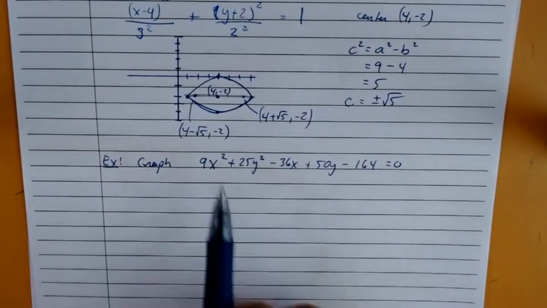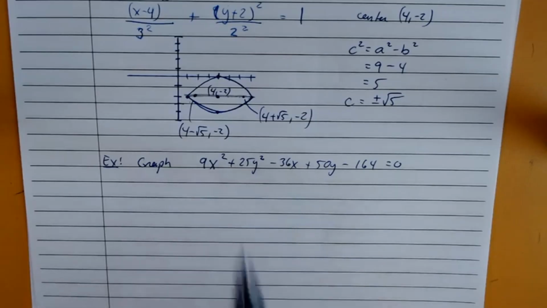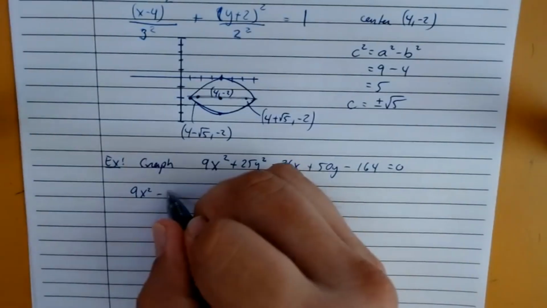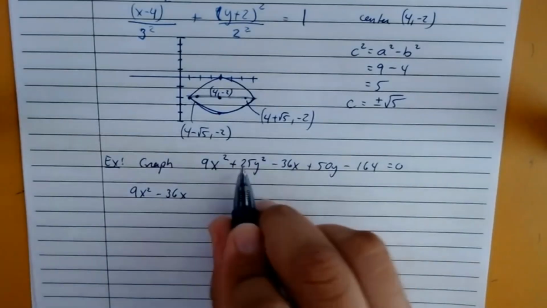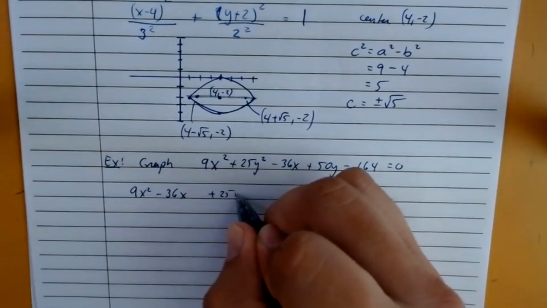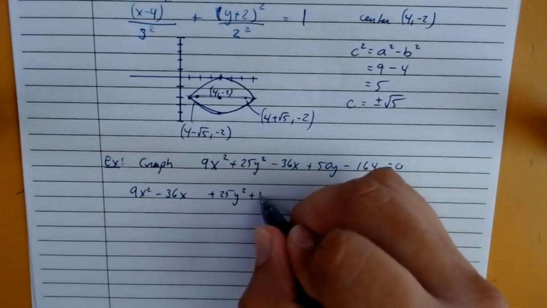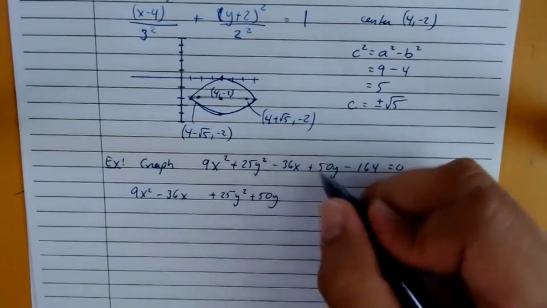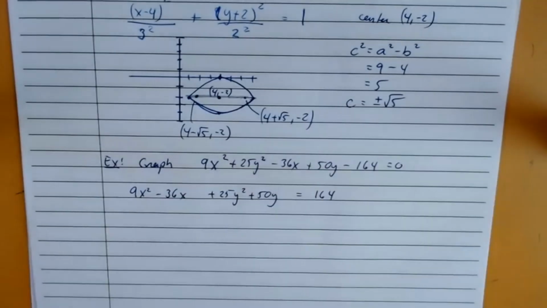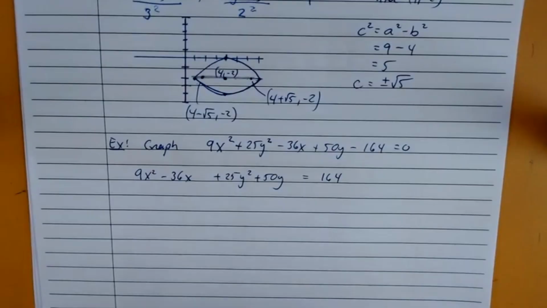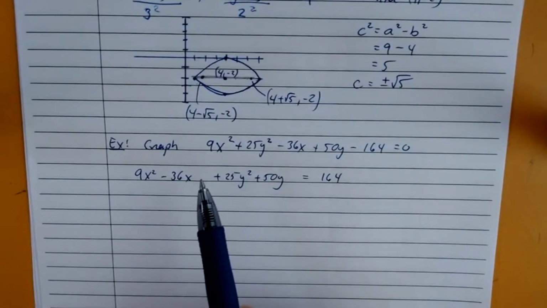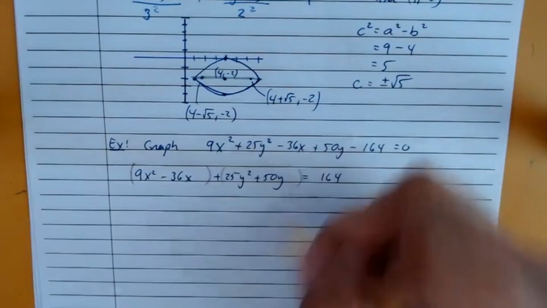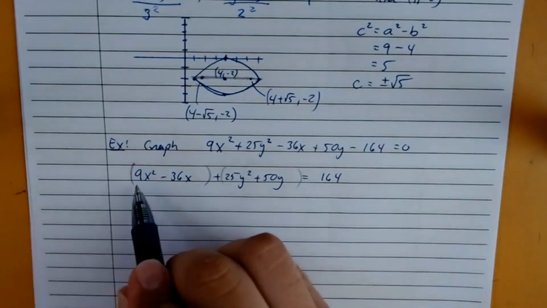All right, so let's take a look. We're going to begin by rearranging these so that our x terms are together and our y terms are together. So 9x squared minus 36x plus 25y squared plus 50y. And then we're going to take our negative 164 and add it to the other side to give us positive 164. Okay, so now what we want to do is complete the square on each of these pairs, here and here. Completing the square here, we're going to begin by factoring out the 9.